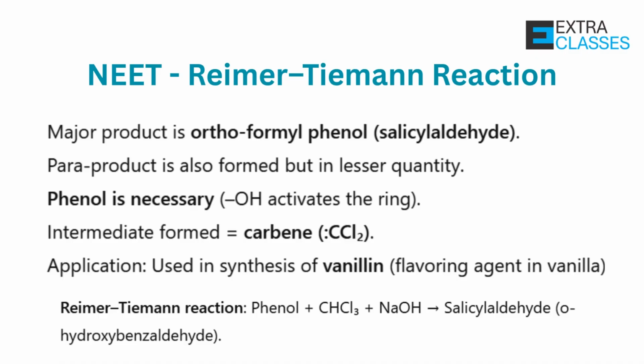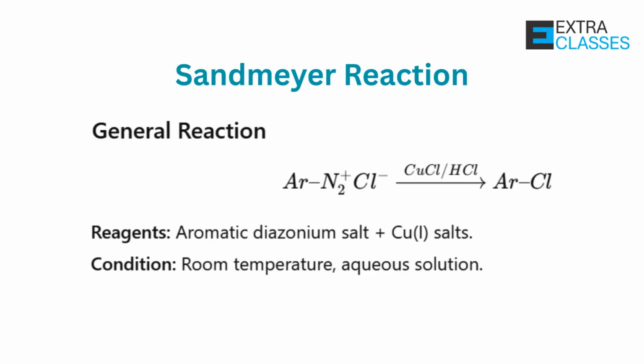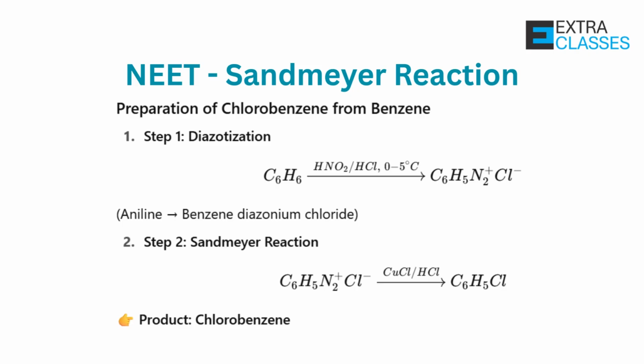Here are your key points for NEET. One application-based question is, which flavoring agent is used in vanilla? The Sandmeyer reaction. In this reaction, an aromatic diazonium salt is treated with salts like CuCl, CuBr, CuCN, to replace the diazonium group with a halogen, Cl, Br, or a cyano group, CN. Here's an example. NEET may ask questions related to creation of substituted aromatic compounds.